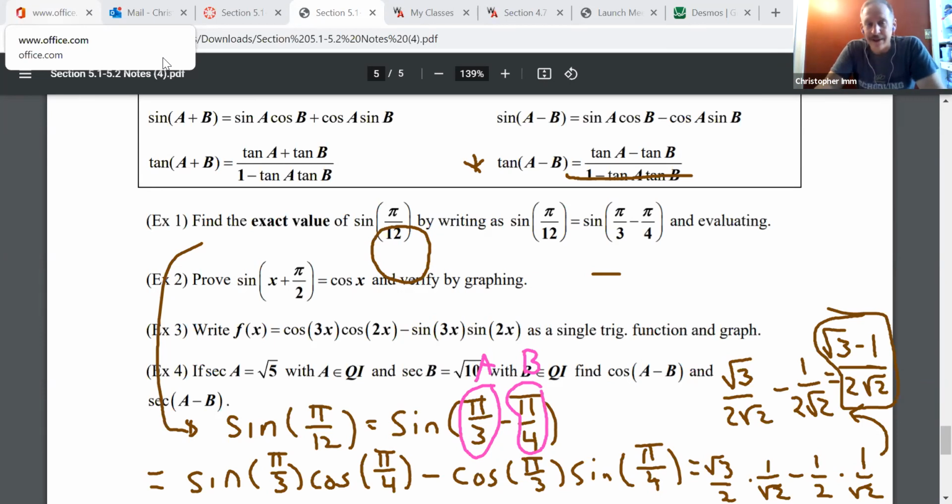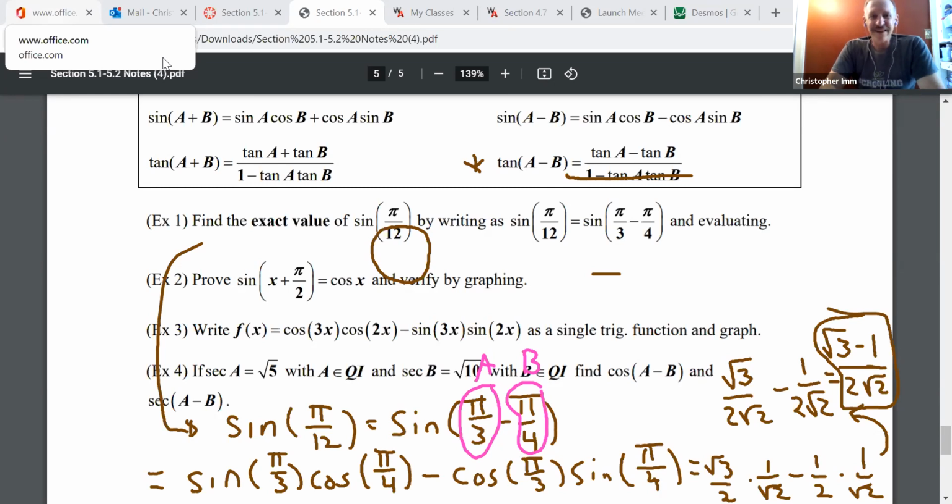pi over 12 exactly. So when you type the sine of pi over 12 into your calculator, the answer would be exact up to the number of decimals that you have in your calculator. Okay. So that's one thing that we can use it for. All right. I know that that's not very exciting, but it does give us a utility for these formulas. Are there questions there?